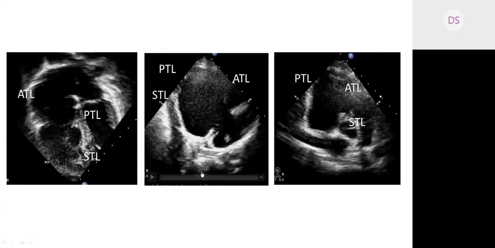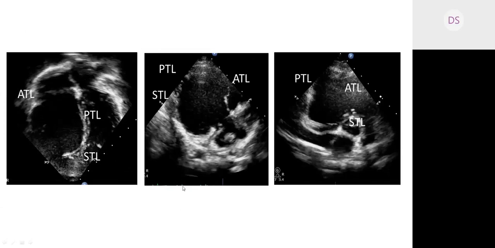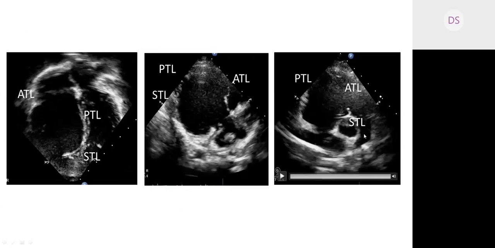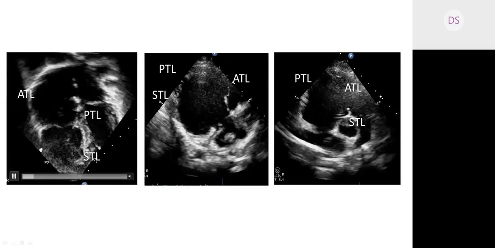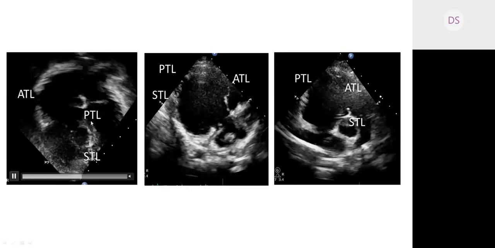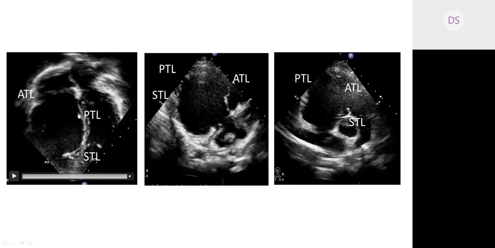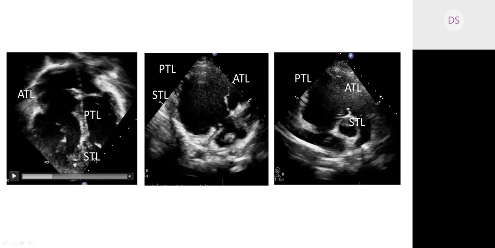Okay, so coming to the individual leaflets. Commonly, we use the apical view, the parasternal long axis view, and the parasternal short axis view. And in all the three views, we can see all the three leaflets. So let's play this. Remember that in apical view, the one which comes from the RV free wall is the anterior tricuspid leaflet. The posterior tricuspid leaflet is seen when we tilt a little posterior, and the septal leaflet is seen when we come a little anterior. So this is the septal leaflet and this is the anterior mitral valve.